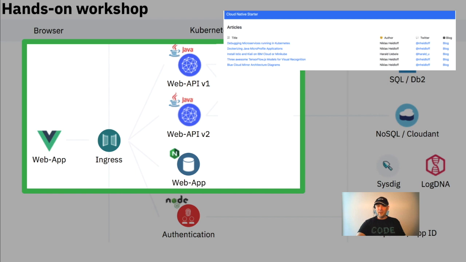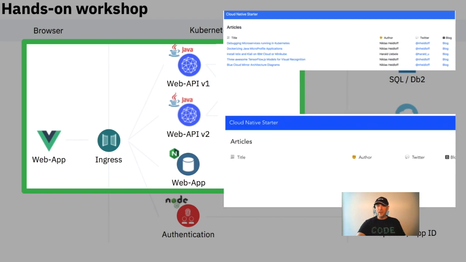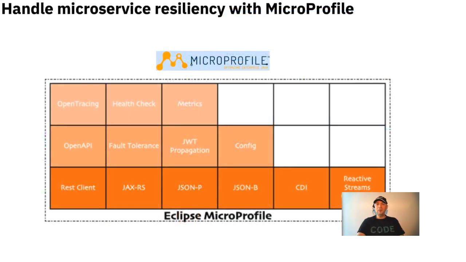There are different possibilities to address that situation. We have chosen to use fallback with MicroProfile. We provide an alternative solution for a failed execution. Let's take a look at MicroProfile.